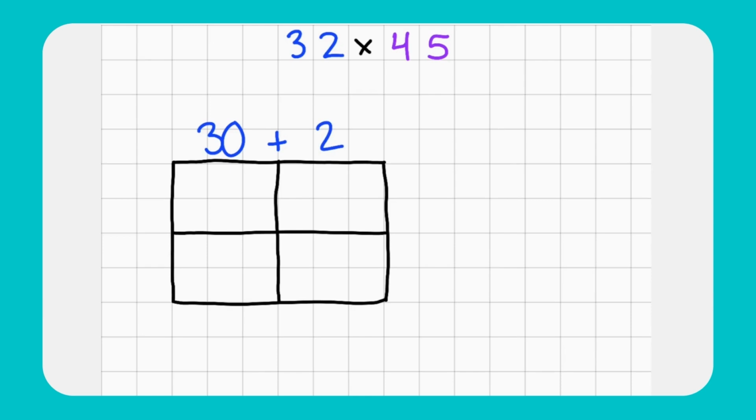45 can be broken apart into 4 tens and 5 ones. 4 tens is 40, and 5 ones is 5. Now we're going to multiply each section of our square, or each area of our rectangle. So first we're going to do 40 times 30.